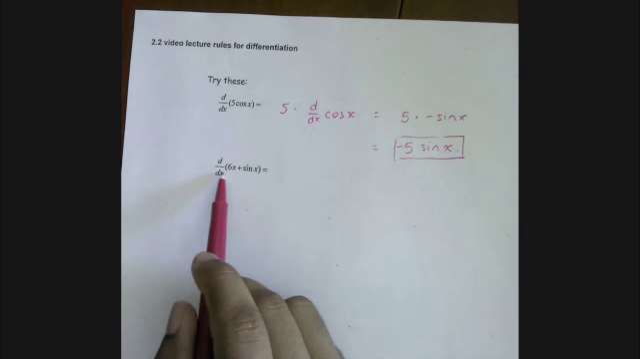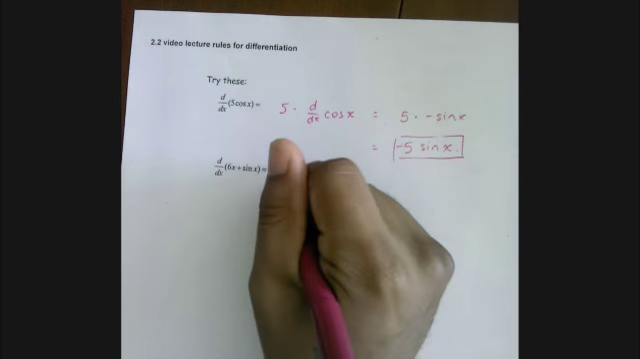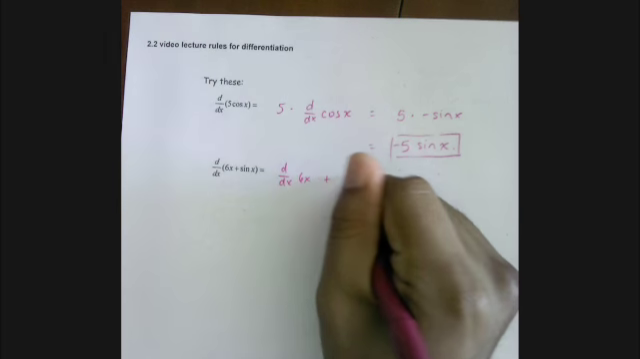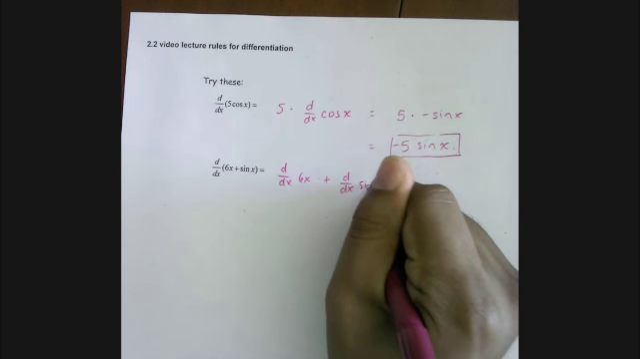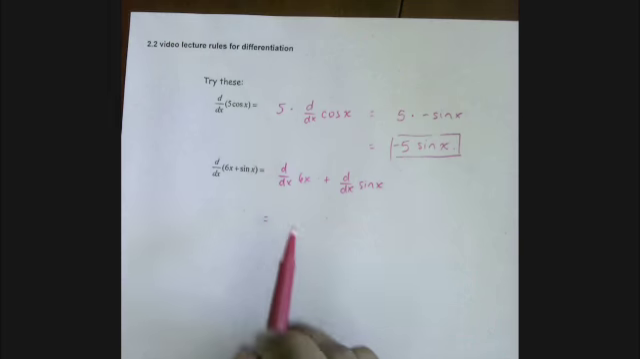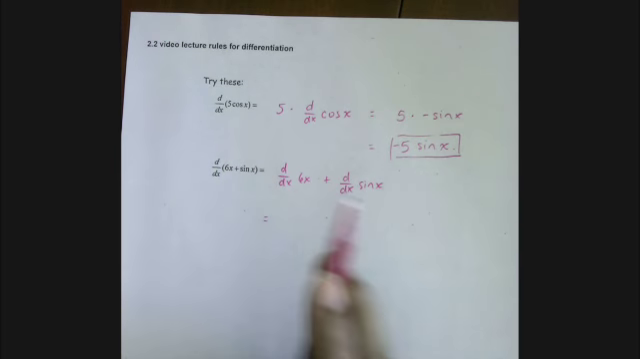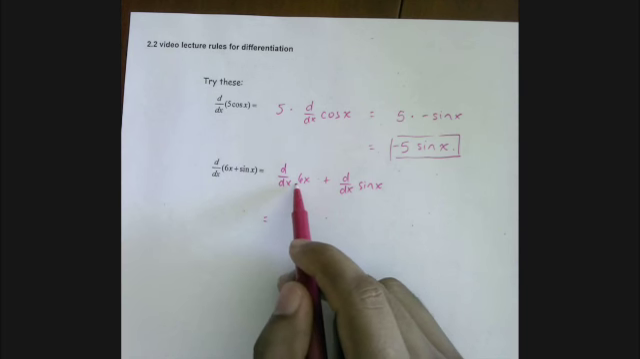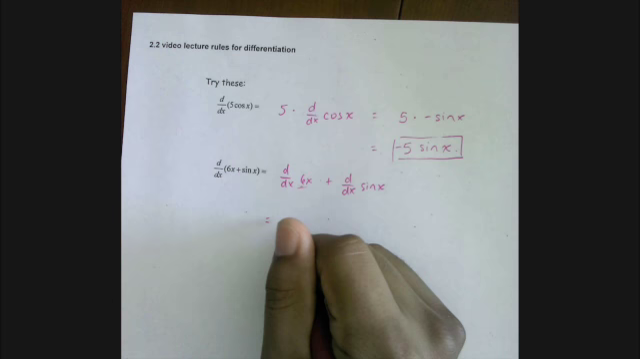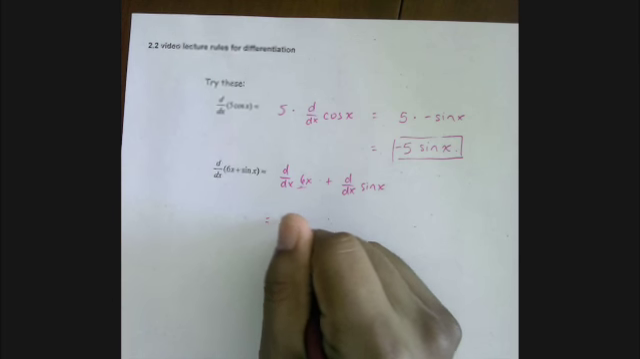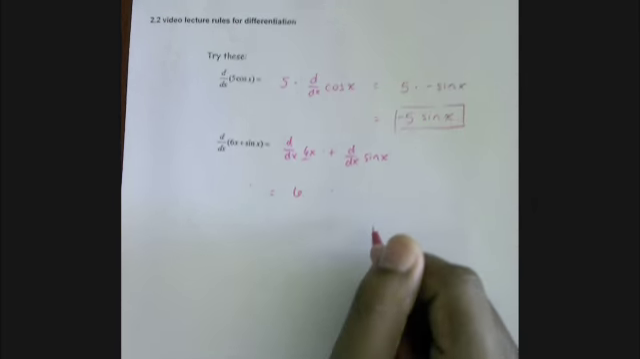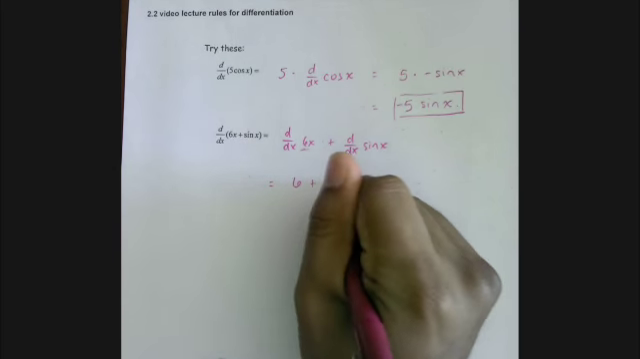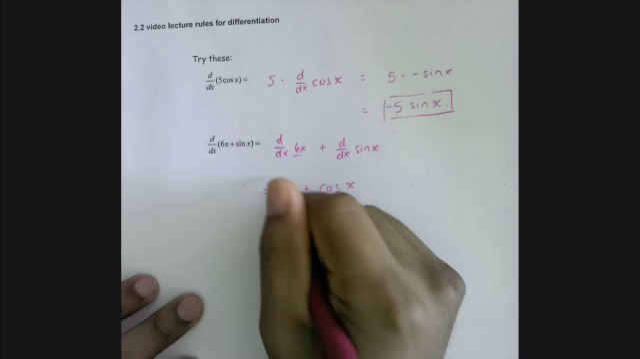For this one, I will need the sum and difference rule. I'm going to do the derivative of 6x with respect to x plus the derivative of sine x with respect to x. And the derivative of 6x, this is the power rule. This is also a line, and the slope of the tangent line is the slope itself. Long story short, that first value is 6. The derivative of sine x we just went over. That is cosine x. And this is our answer.